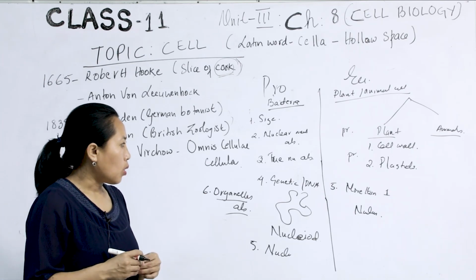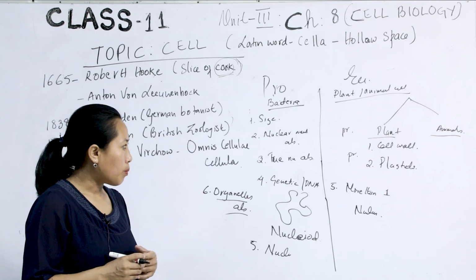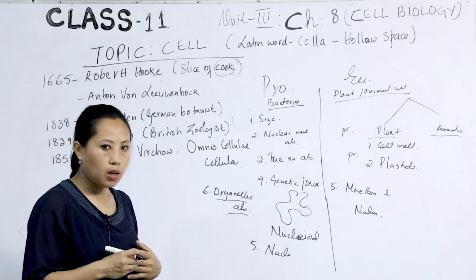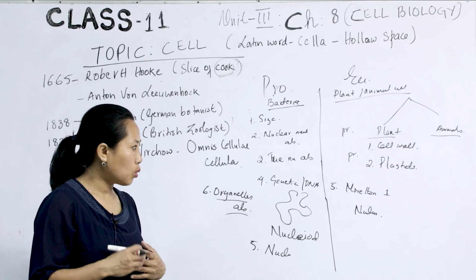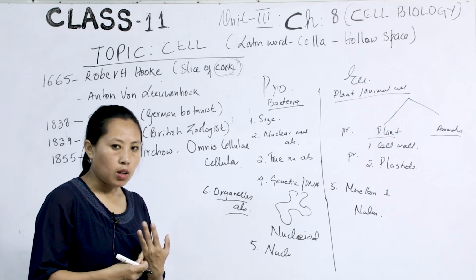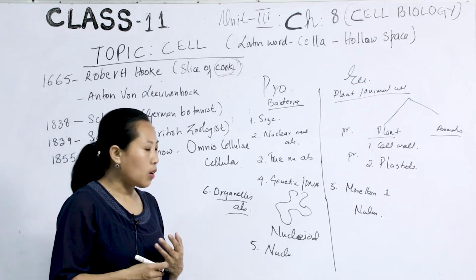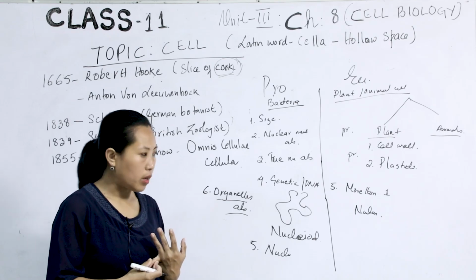So plastids or chloroplasts are present in plant cells and absent in animal cells. Due to the absence of plastids, animals, of which we are also a part, have to depend upon the plants for our survival.